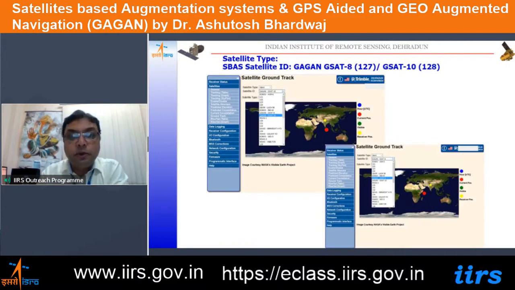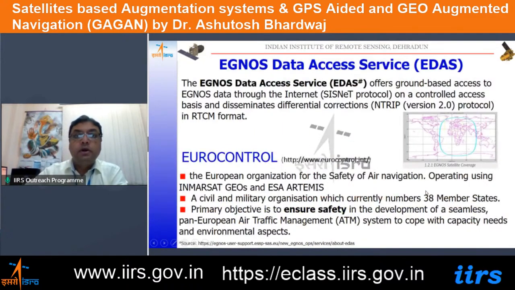So these are the locations. The yellow dot here depicts the location of the continuously operating reference station which we have established at Dehradun, and this shows the GSAT-10 location in the geostationary orbit. This one we have chosen. This is the Trimble Pivot visualization software which we are using for this purpose, and this is the location of the GSAT-8.